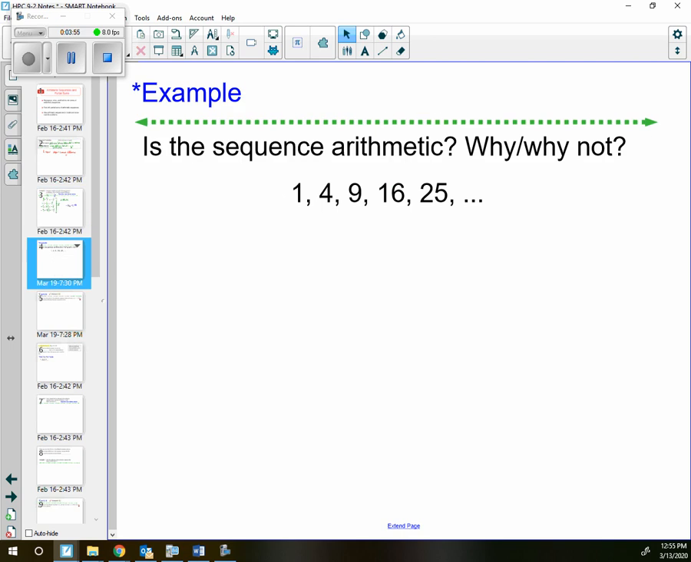Let's try another one and see if this is arithmetic. We just want to practice identifying. How can I know if it's arithmetic? I'm going to check and see if there's a common difference. So what is the difference between the first two terms?